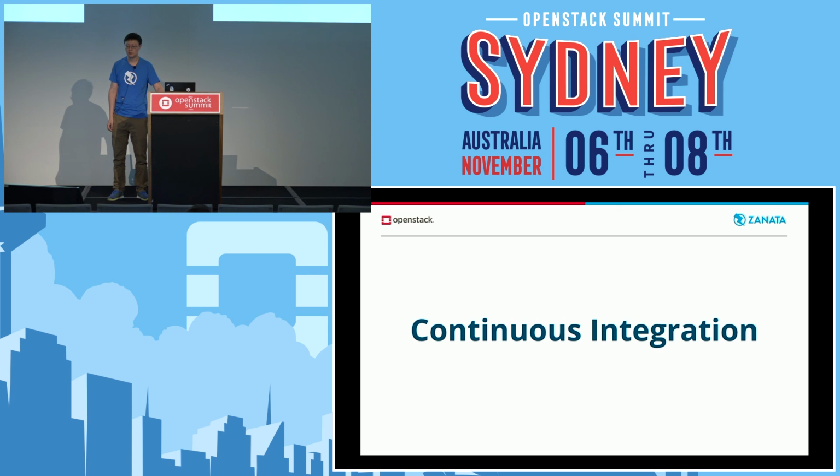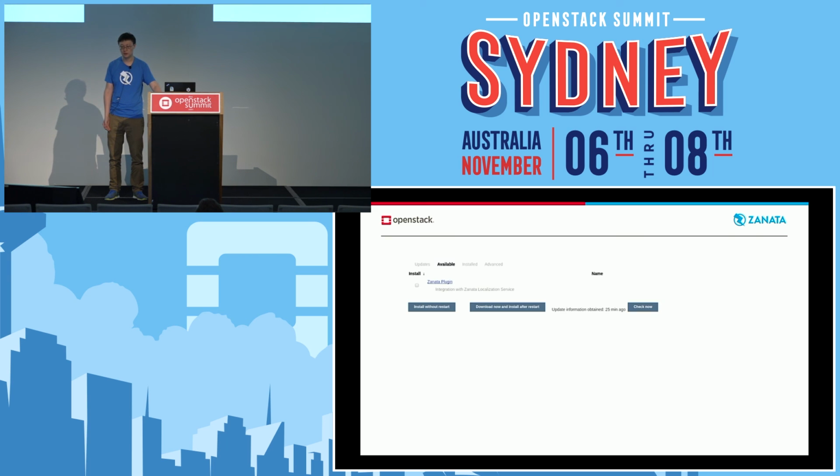All right, so let's talk about how we can do continuous integration. As you can see, translation work is mostly done by humans. To make it more efficient to bring the I18n process into your project, we want to automate as much as possible. How do we do that?